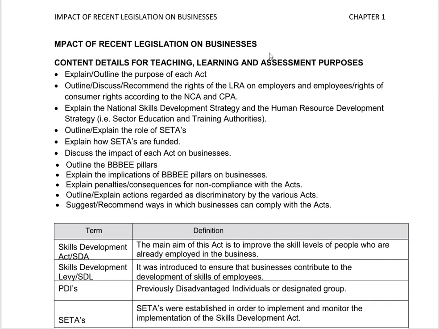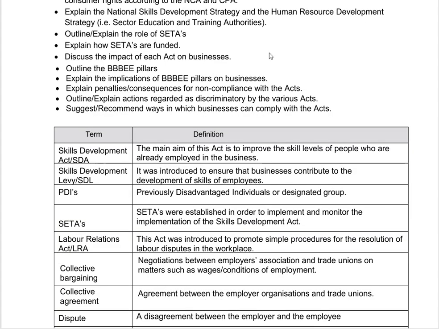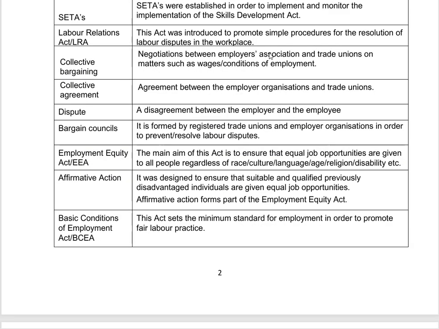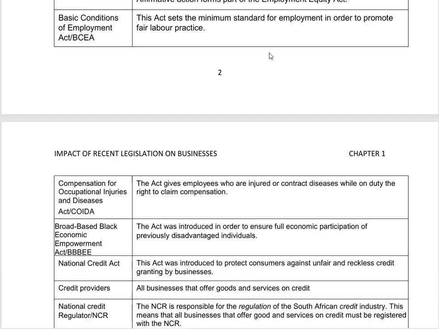All right, this is the content details for teaching and learning. I advise you, and I asked you earlier, that you should go through this and read all these definitions and terms. They are very crucial, right? Okay, let's go for it. All right.